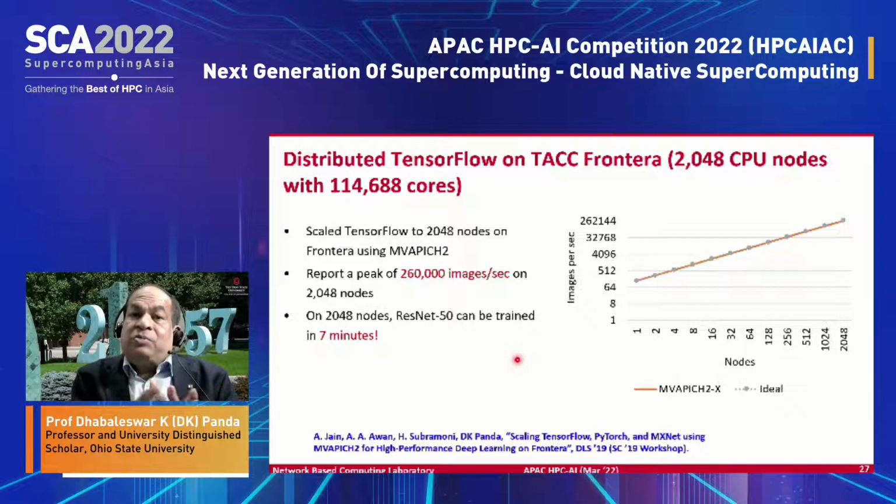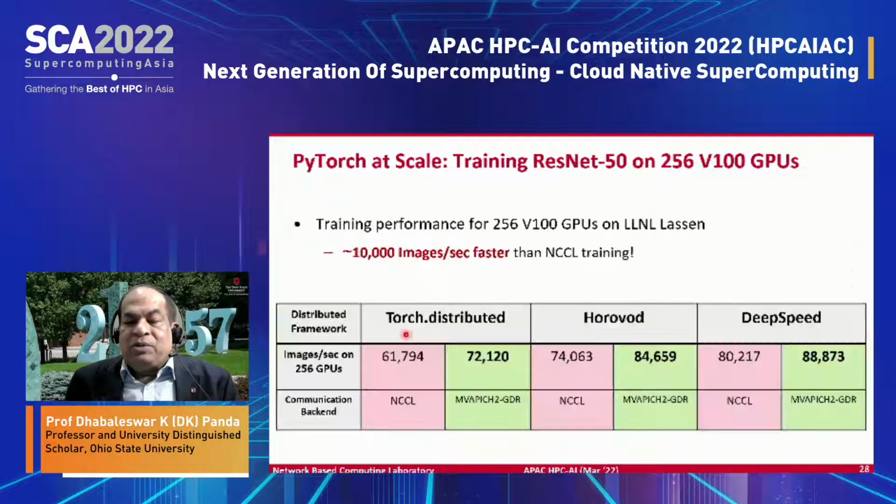So here are some numbers. This is purely CPU-based deep learning. These numbers are taken on the TACC Frontera system. And as you can see, we are able to scale very nicely with our MVAPICH2-X library with ResNet-50. As you can see, using 2000 nodes, we can really do the training in just 7 minutes, using even pure CPU.